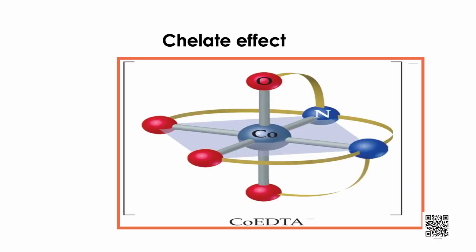When a di or polydentate ligand uses its 2 or more donor atoms to bind a single metal ion, it is said to be a chelate ligand. The number of such ligating groups is called the denticity of the ligand. Such complexes, called chelate complexes, tend to be more stable than similar complexes containing unidentate ligands.